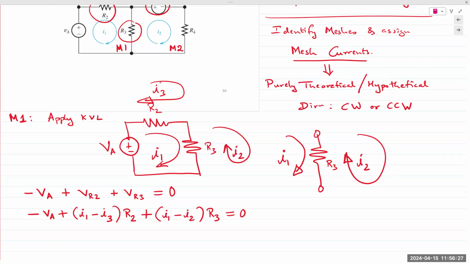It does not matter which direction you choose for your mesh currents. It also does not matter how you apply your KVL, because we would stick with the same assumptions when we get to mesh 2 and mesh 3. And that's why those equations will balance out. So here, instead of having I1 minus I3, if I had a double positive, if I had I1 plus I3, and here I had I1 plus I2, when we get to mesh 2 and mesh 3, they would become double negatives, and then they would balance out. Yes.